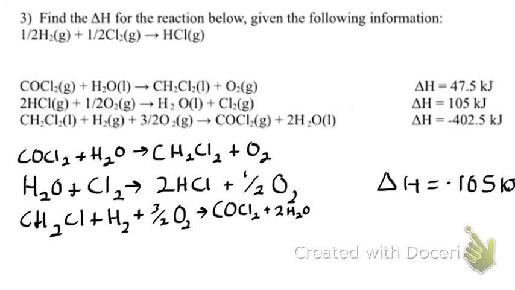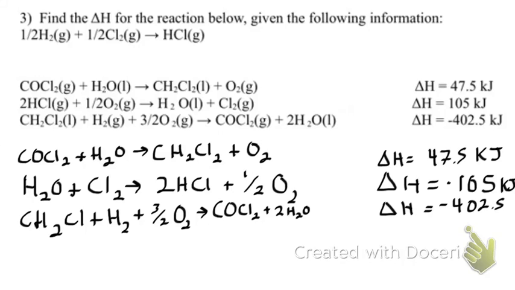Alright, and so now I'll go ahead and rewrite those delta H's because those ones haven't changed yet. Now if we have to multiply them by anything, they will change. So the first delta H is 47.5 kilojoules, and the second delta H is negative 402.5 kilojoules. Alright, so now let's take a look and see what's going to cancel out nicely.